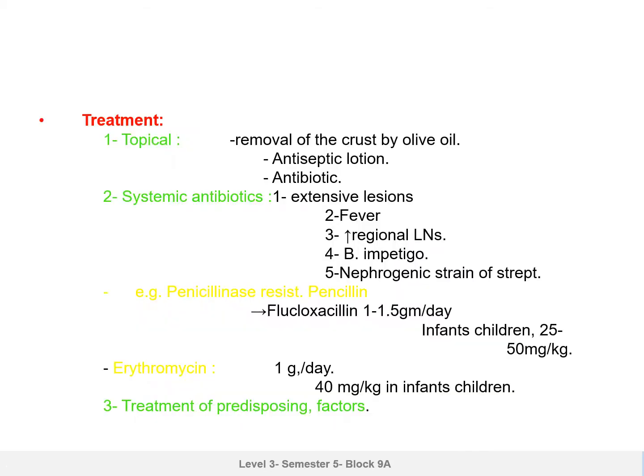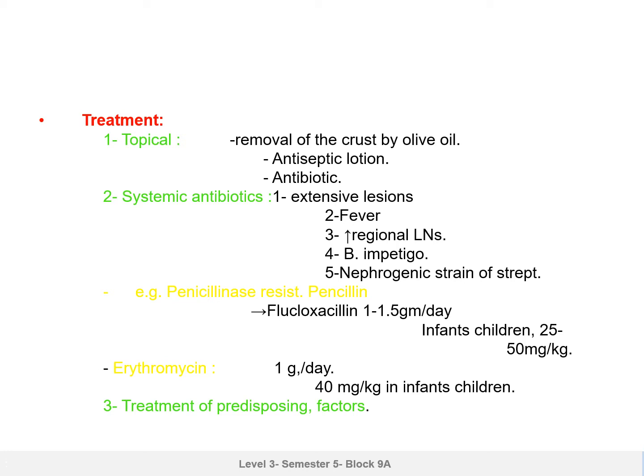What are the treatment options of impetigo? Treatment options, like any disease in dermatology, include topical treatment, systemic treatment, and treatment of predisposing factors. Why must you treat the predisposing factor in case of impetigo?